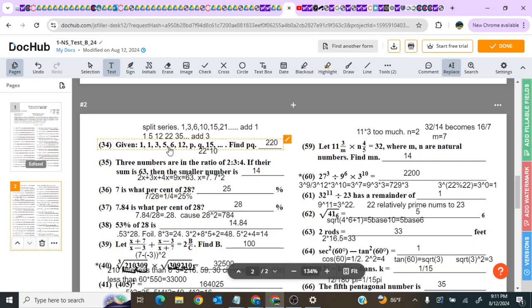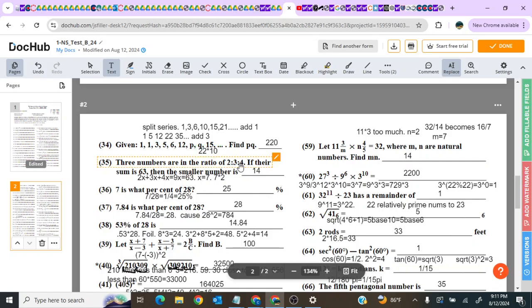Given 1, 1, 3, 5, 6, 12, p, q, 15, what is p times q? The fact that this starts with a 1 and 1 should indicate that it's a split series, most likely. So as you can see, it goes the split series, so 1, 3, 6. Now these are triangular numbers. You're adding 2, adding 3, adding 4, adding 5, etc. And then these are pentagonal numbers, adding 4, adding 7, adding 10, etc. So 6 plus 4 is 10. 12 plus 10 is 22. 22 times 10 is 220.